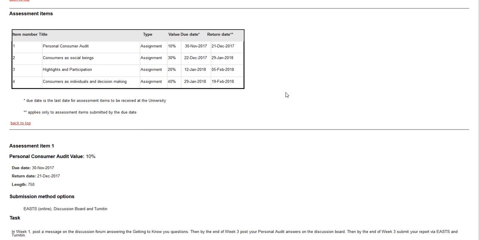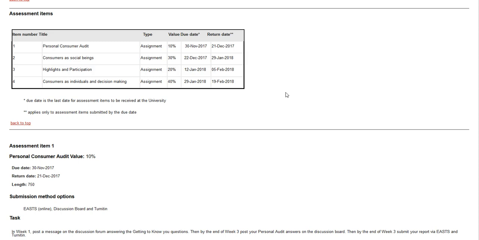As I said, there are 4 assessment items. The first one is a personal consumer audit worth 10%, due on the 30th of November. Assessment 2 is having a look at the social and cultural aspects of consumer decision making, and that's worth 30% and due on the 22nd of December.